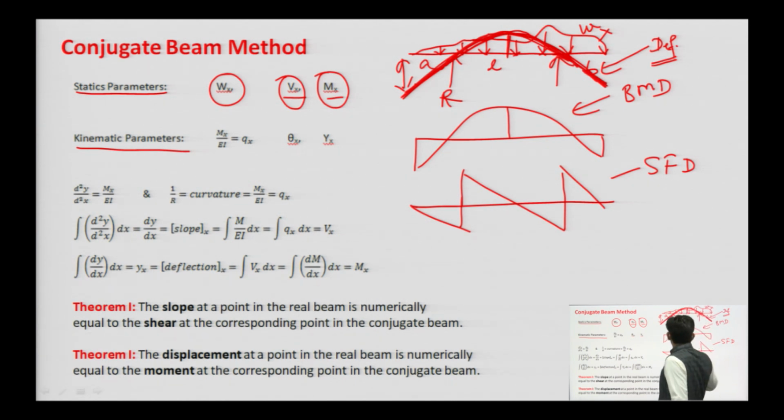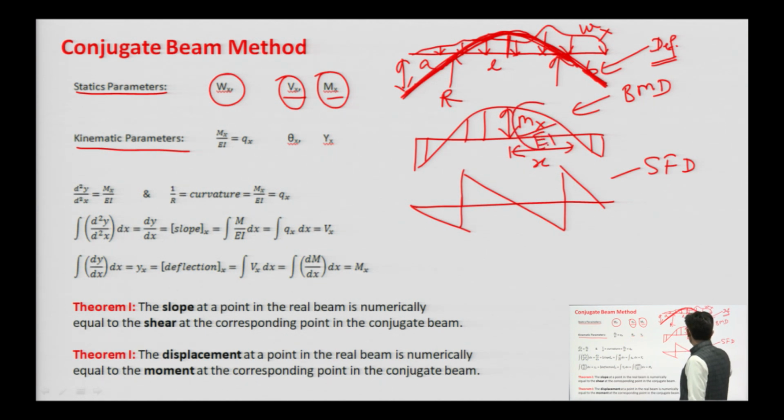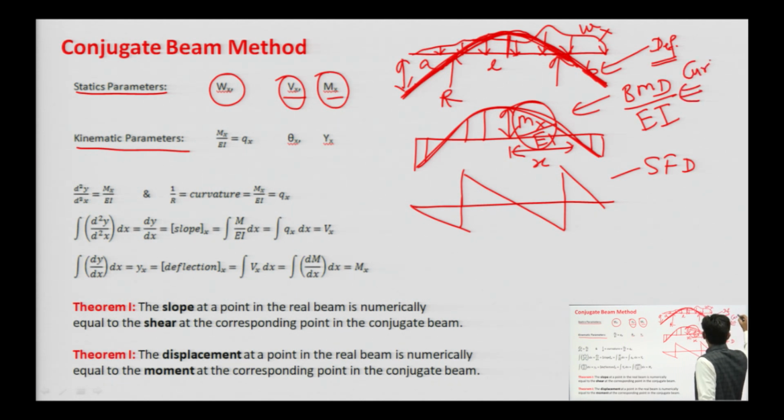Now, say the bending moment is Mx at any section, the ordinate of the bending moment. If the ordinate of the bending moment at every section is divided by EI, then what does this curve, BMD by EI, represent? It will represent the curvature.